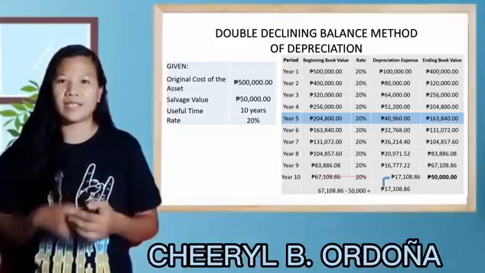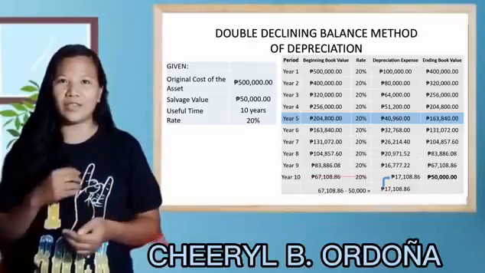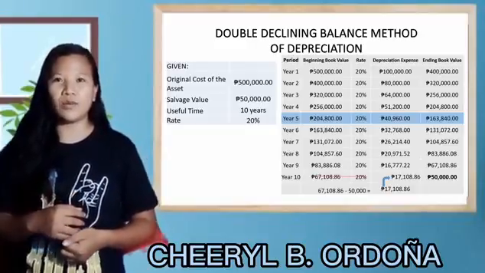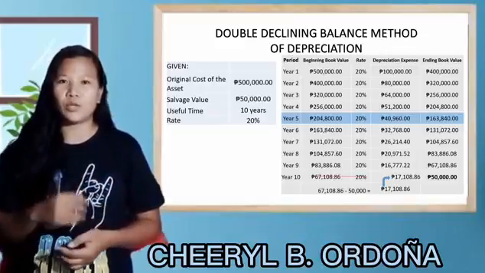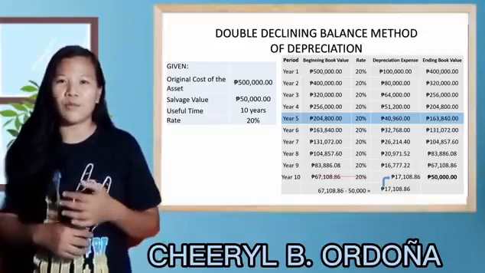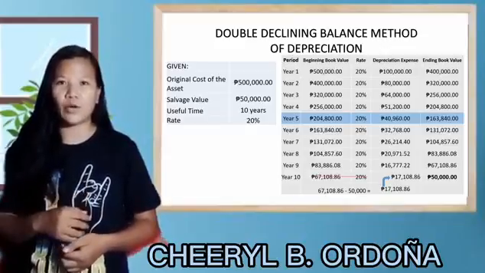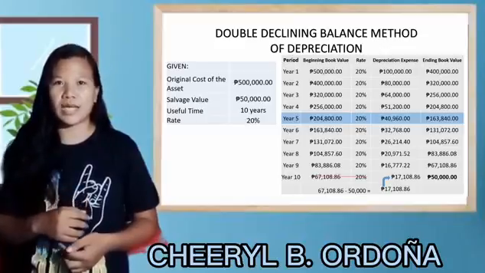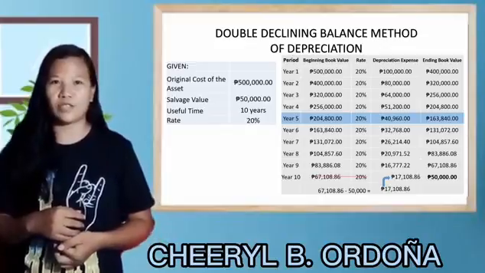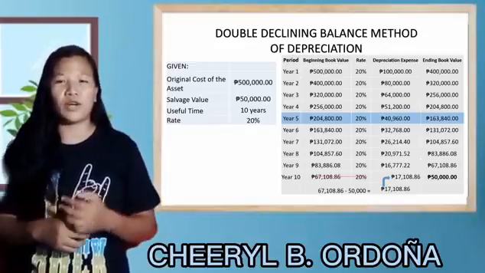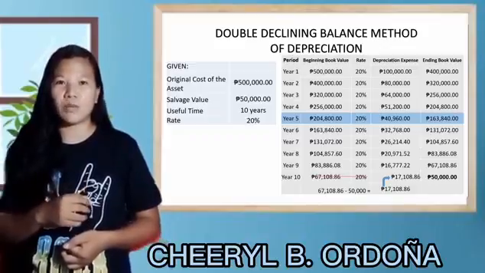In our given, the salvage value is 50,000 pesos. So, after 10 years, our ending book balance or the ending book value should be 50,000 pesos. Now, if we are going to plug in 67,108.86 times 20%, we do not get our ending balance of 50,000 pesos. So, we are going to ignore 67,108.86 times 20%.